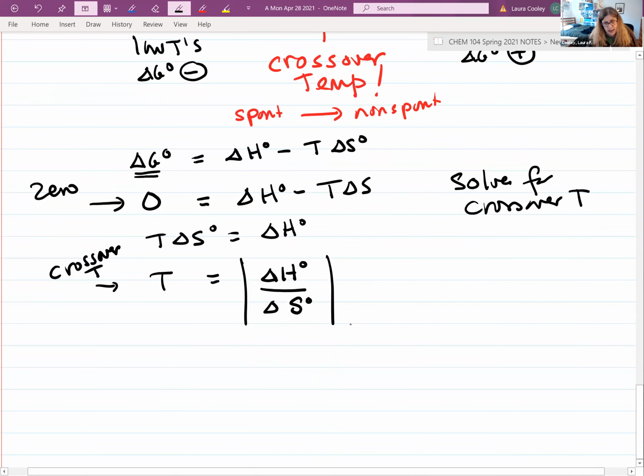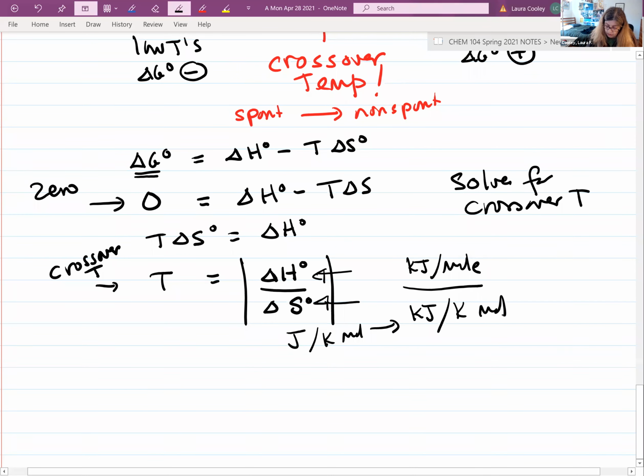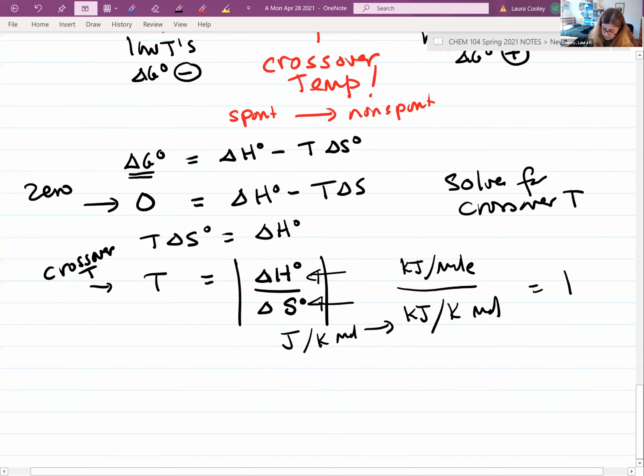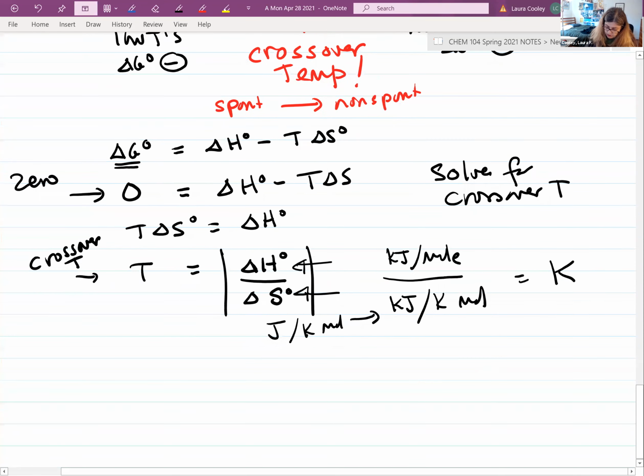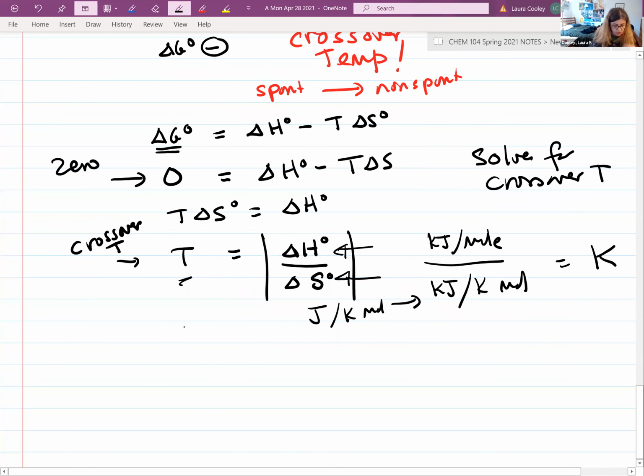So if you actually take the delta H for a reaction divided by the delta S, notice you'll have units here of kilojoules per mole. Normally, these are on joules per Kelvin mole, but you'll have to convert it to kilojoules per Kelvin mole. Either that or you have to convert the delta H to joules per mole. And you'll notice everything is going to cancel, and you're going to end up with Kelvin units here, which is good because you want to solve for the temperature.